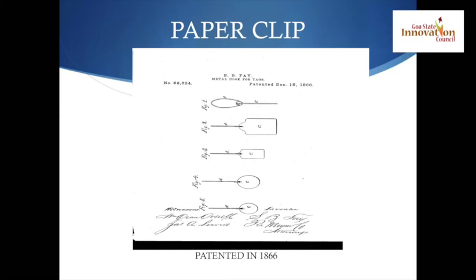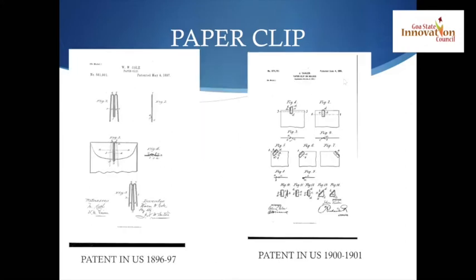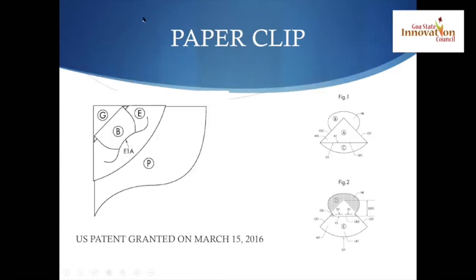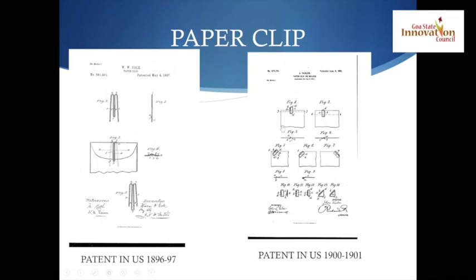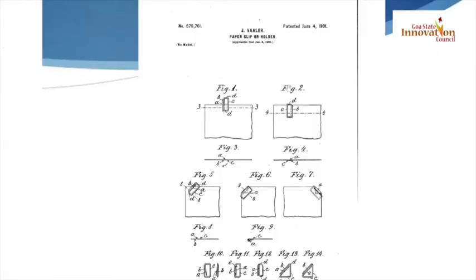This is one of the first paperclip patents that was granted, in 1866. As you can see, it's very simple. You will still find its use in government schools in India somewhere. Then on the right is the paperclip patent granted in 1901. This is the standard paperclip patent. Paperclip, you will see now.